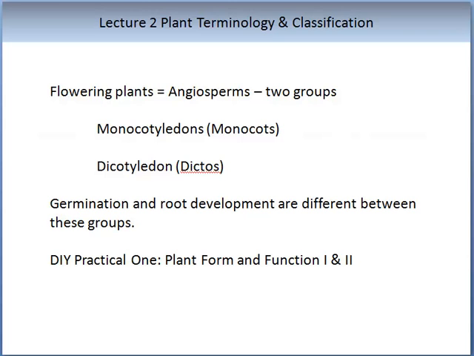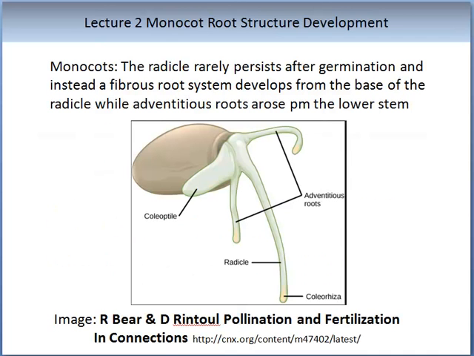Angiosperms fall into 2 groups. These groups are based on the flower and body morphology, as well as the embryo development. These groups are the monocotyledons, or monocots for short, and the dicotyledons, or dicots for short. Germination and root development are different between the monocots and the dicots. For more details on these plants and their groupings, please refer to Practical 1, Plant Form and Function 1 and 2. So let us start by looking at the root structure of a monocot.